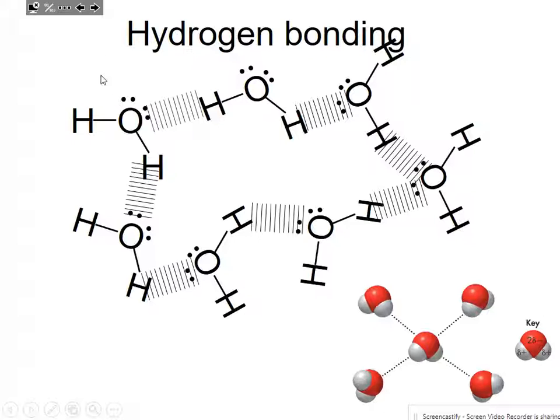So here's the idea of hydrogen bonding. The negative end is attracted to the positive. Remember, these are dipole forces, but it's a stronger type of dipole force specifically with O and H, so HO, HN, HF.